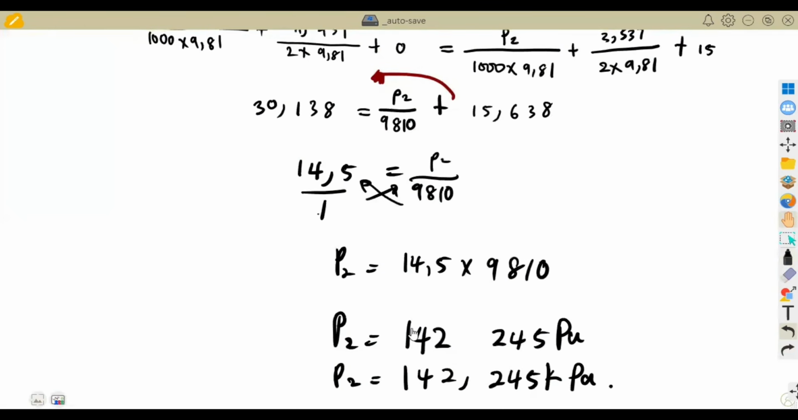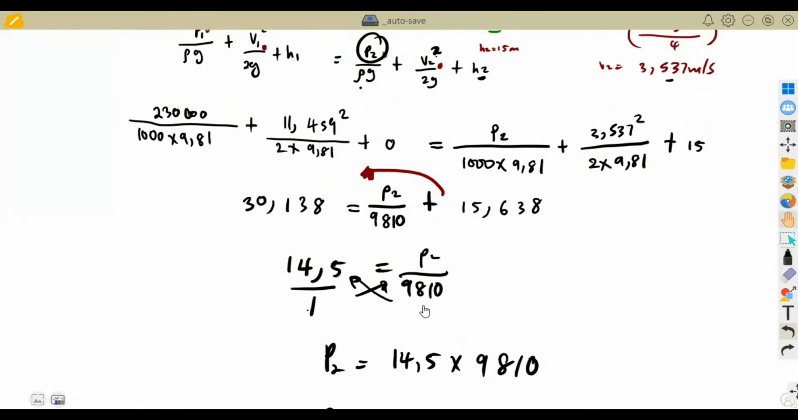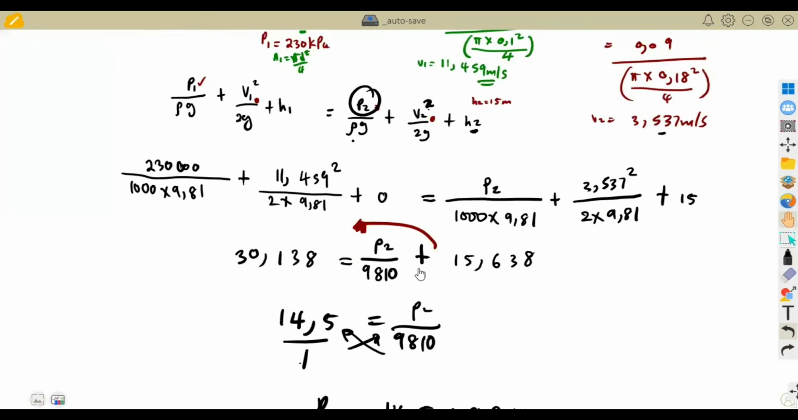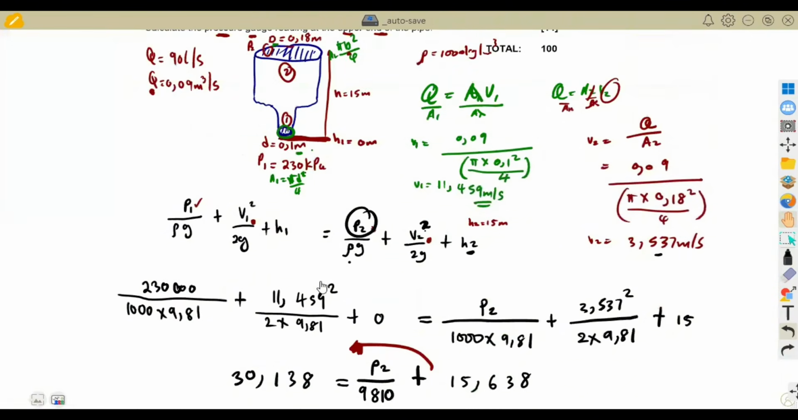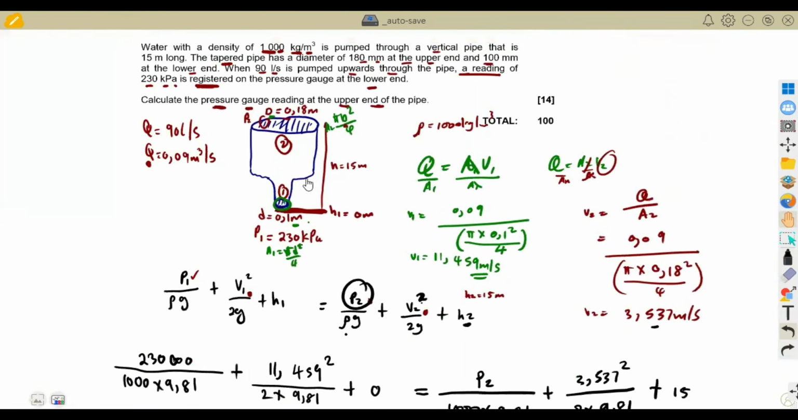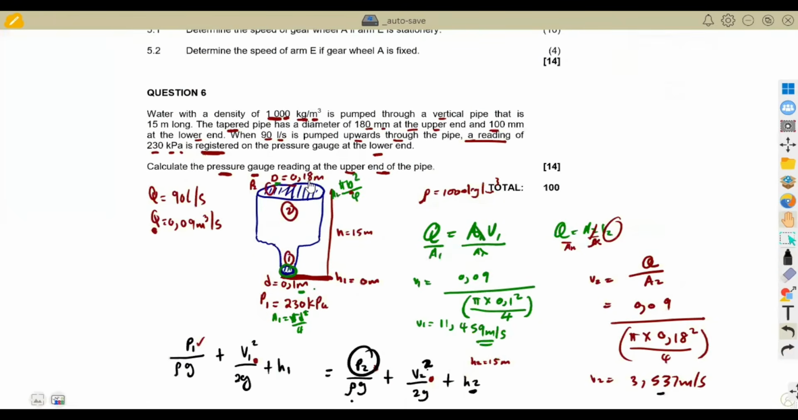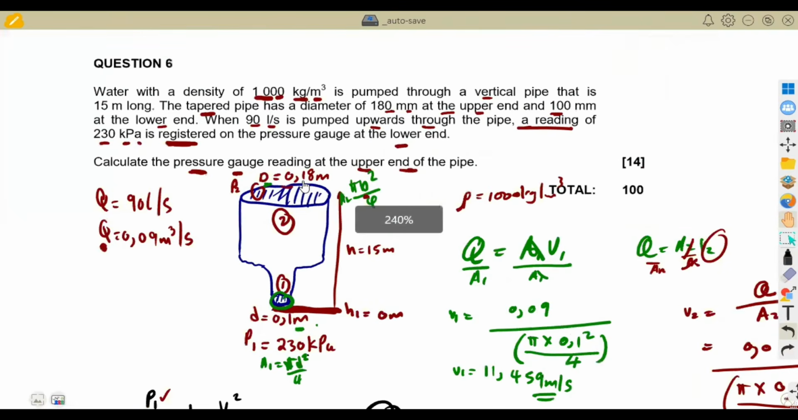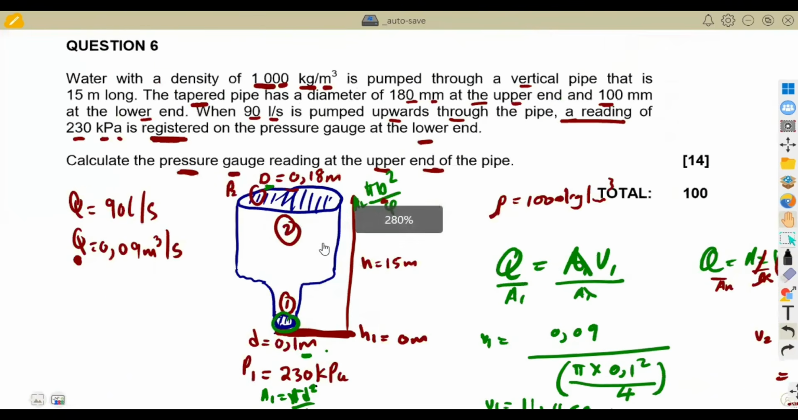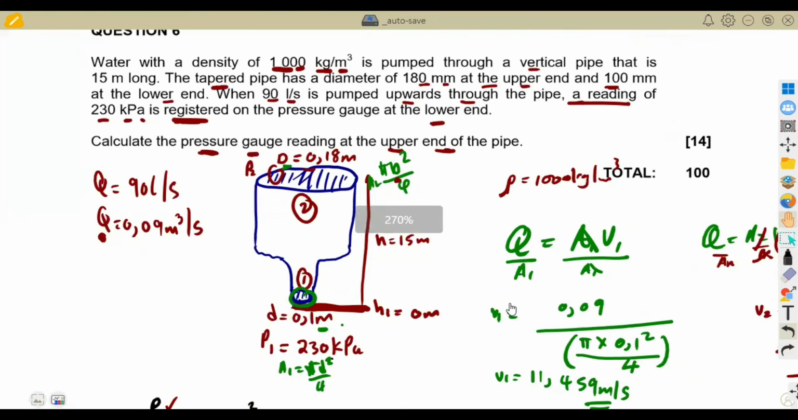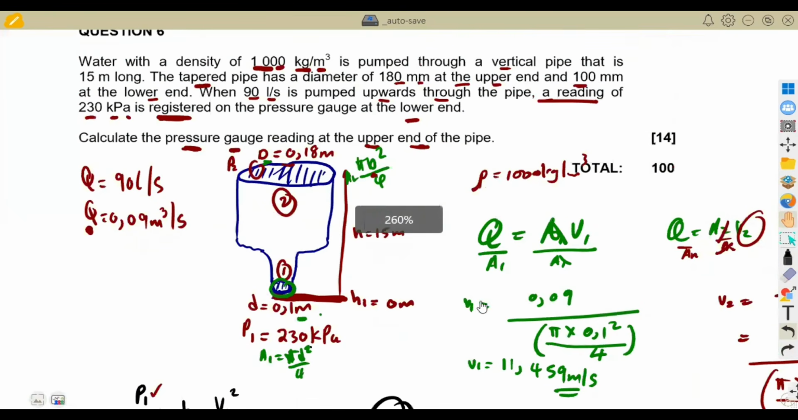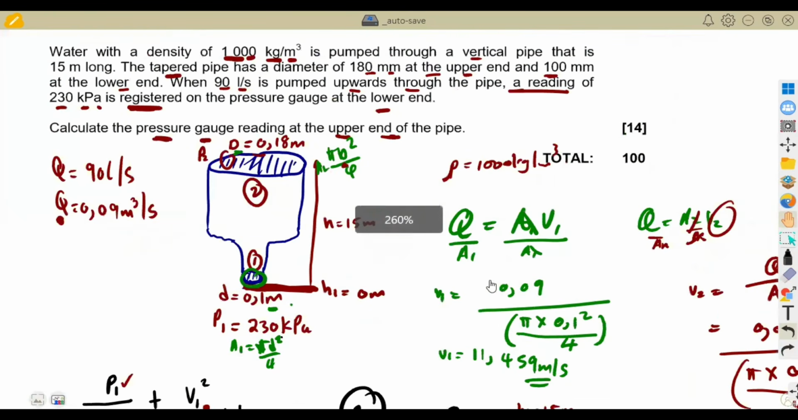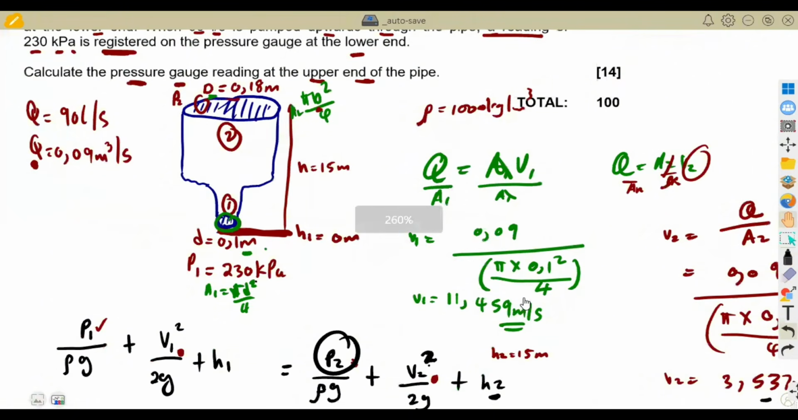So you are supposed to understand your formulas. Are you working with a vertical one? Is the taper vertical? Is it horizontal? How are you given it? Is it given at a certain angle, slanted at a certain angle? You need to know your information.